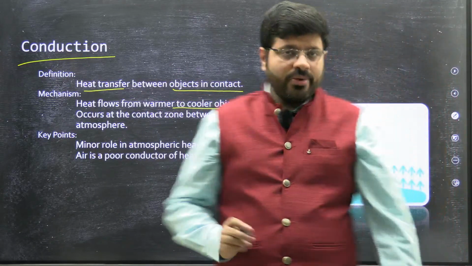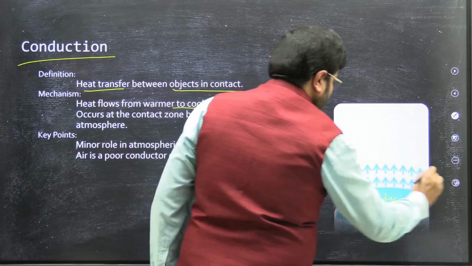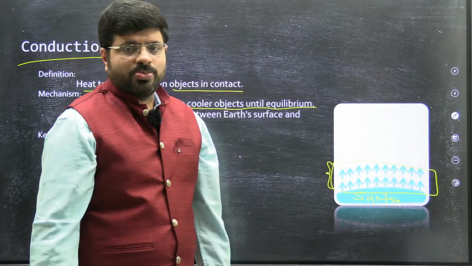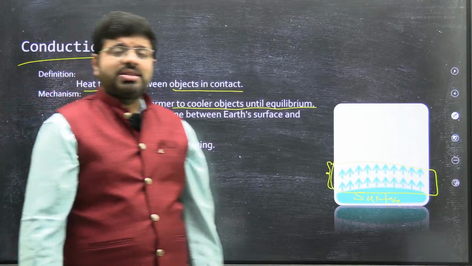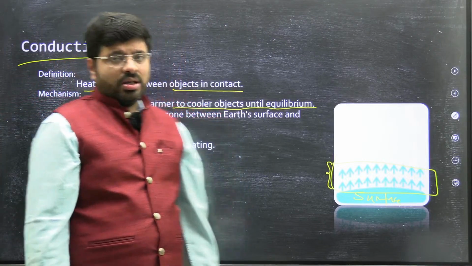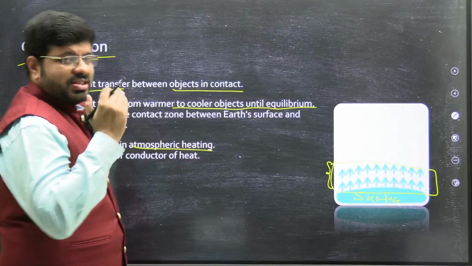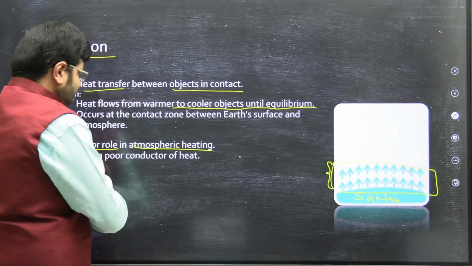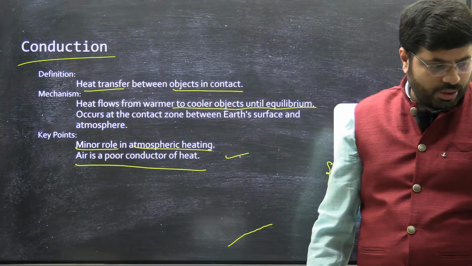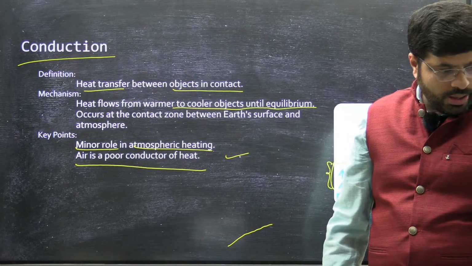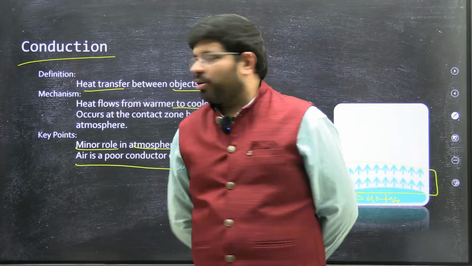So you can see here, if this is the surface of the Earth, a few layers of air are being heated up. This process is what we call conduction. Definitely, do you really think that this is the major source of heat of the atmosphere? Definitely not. It has a minor role in atmospheric heating, but definitely it is a decent thing. And we all know that air is a poor conductor of heat. So this is what we call conduction: a minor role in atmospheric heating, and air is a poor conductor of heat.